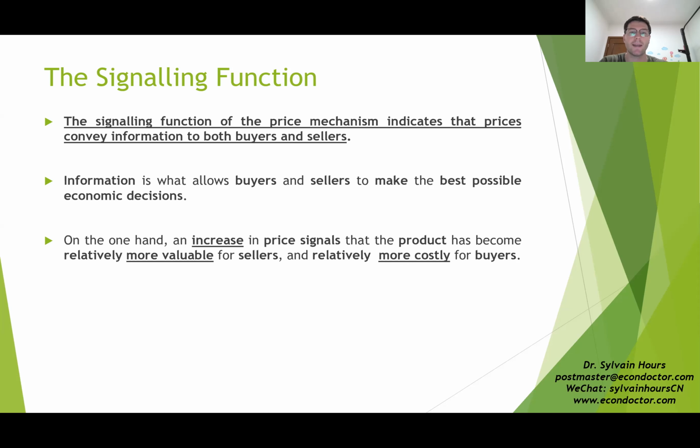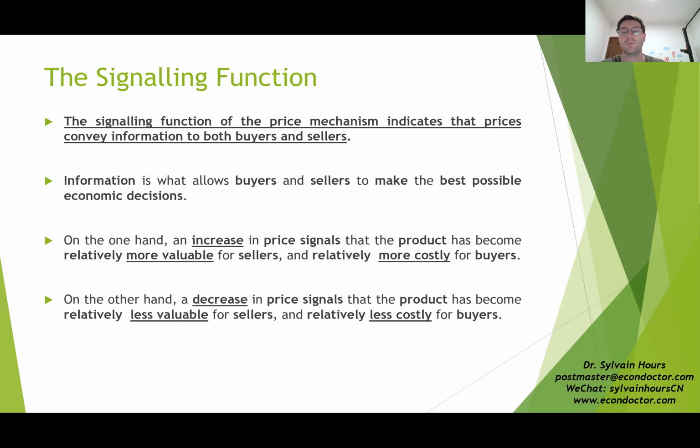Impossible. And basically, if you see that the price of something increases, it sends different messages to buyers and sellers. So for buyers, it tells them, hey, it's more costly. Okay, so that's the information that buyers receive. So higher opportunity cost. And for sellers, the information is it's more valuable. Okay, so basically you could make more money by producing this product.